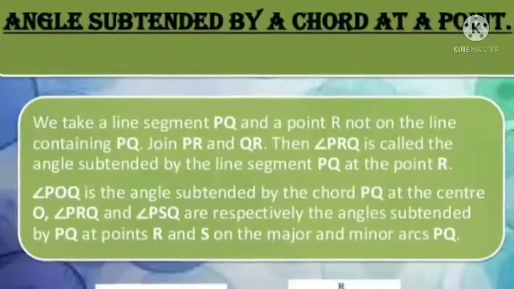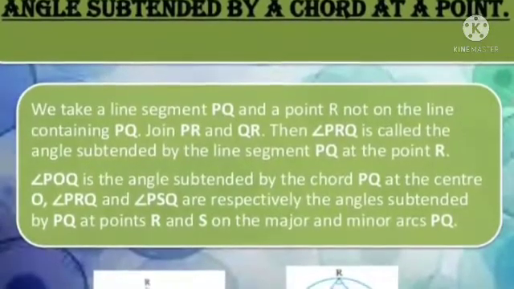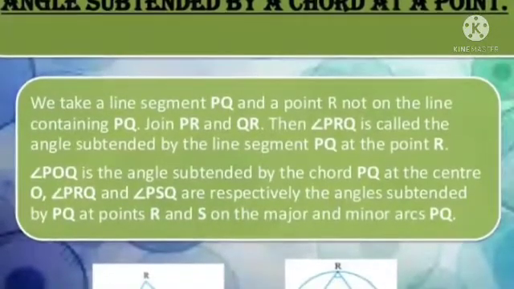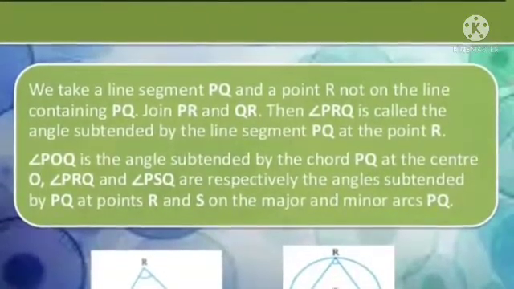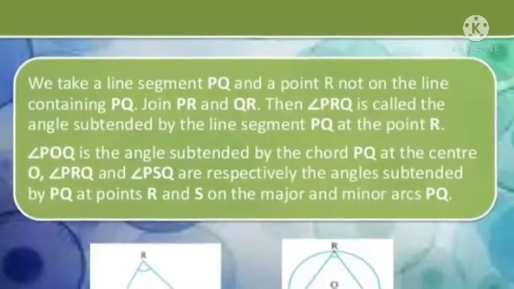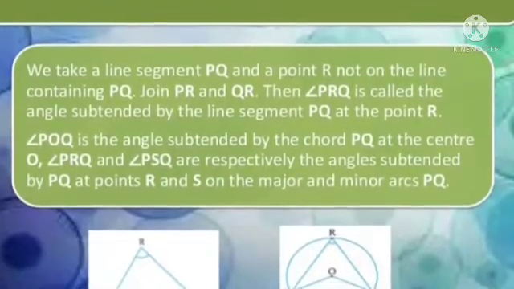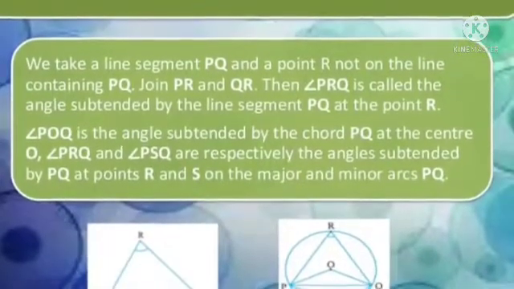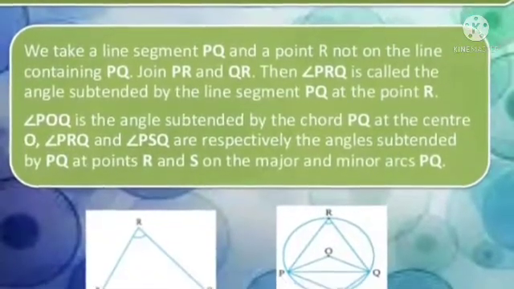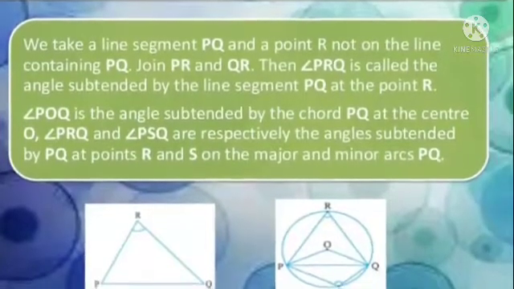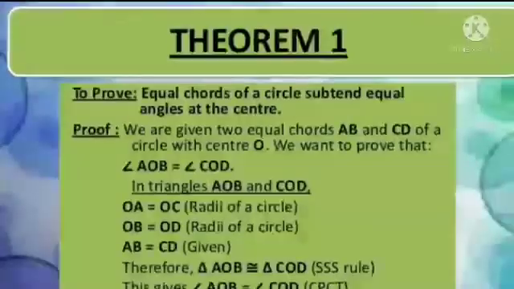Angle subtended by a chord at a point. We take a line segment PQ and a point R not on the line containing PQ. Join PR and QR. Then angle PRQ is called the angle subtended by the line segment PQ at the point R. Angle POQ is the angle subtended by the chord PQ at the center O. Angle PRQ and angle PSQ are respectively the angles subtended by PQ at points R and S on the major and minor arcs PQ.